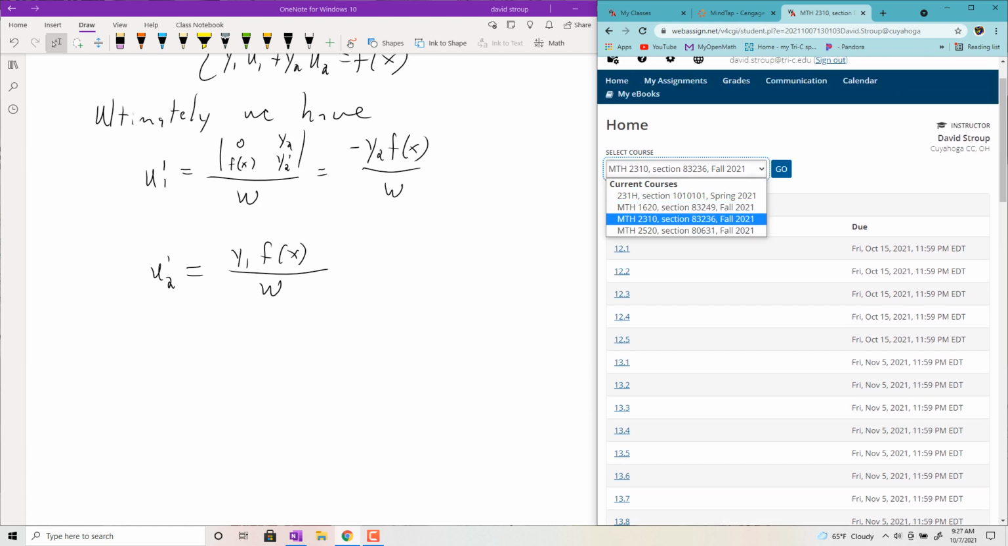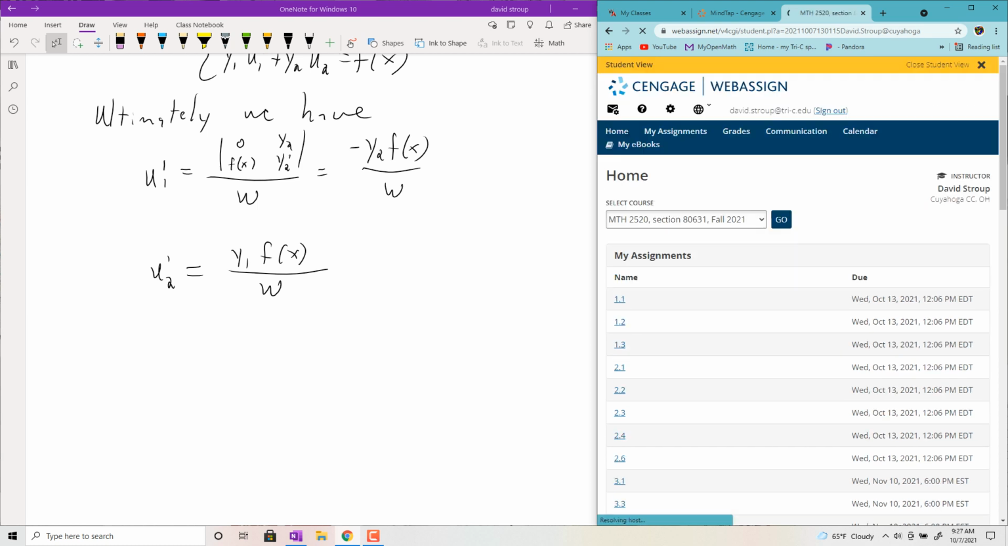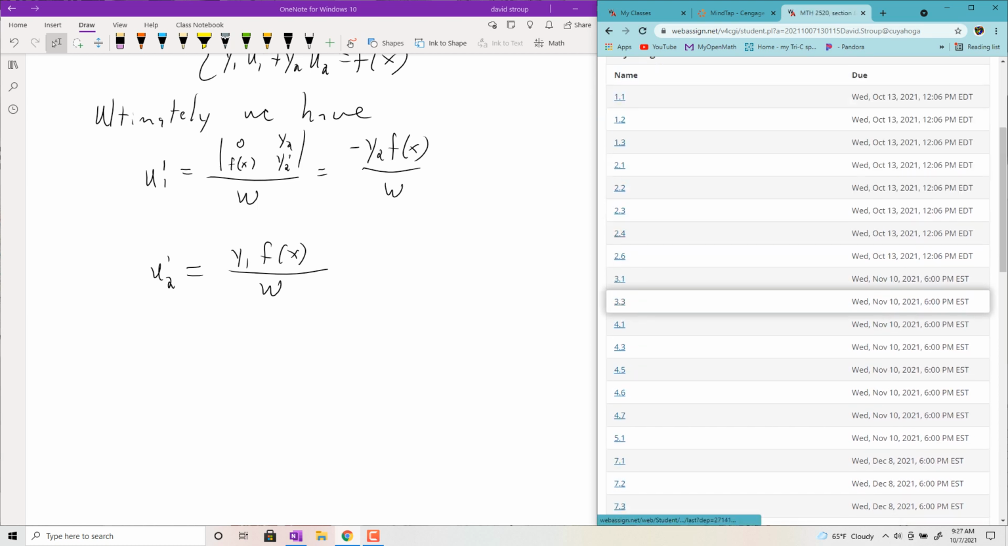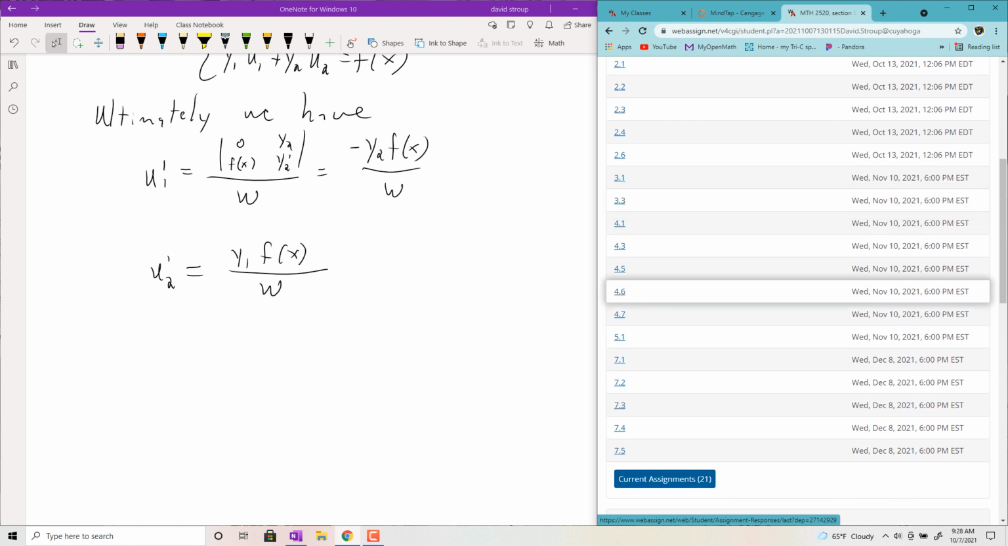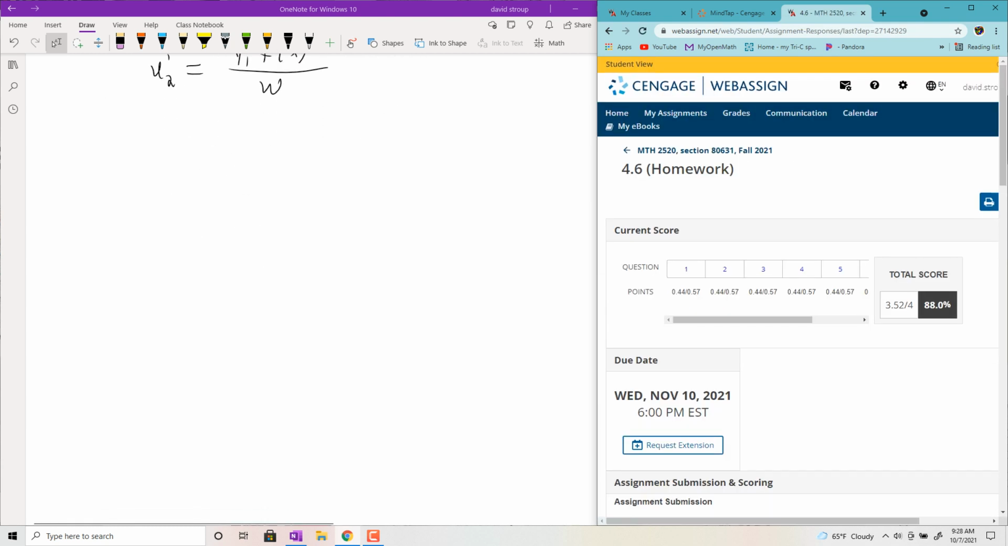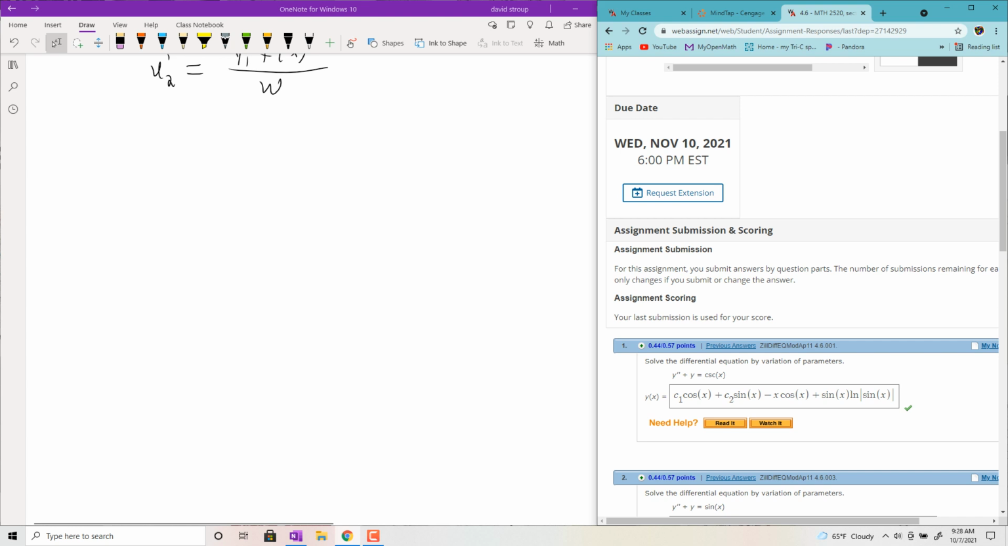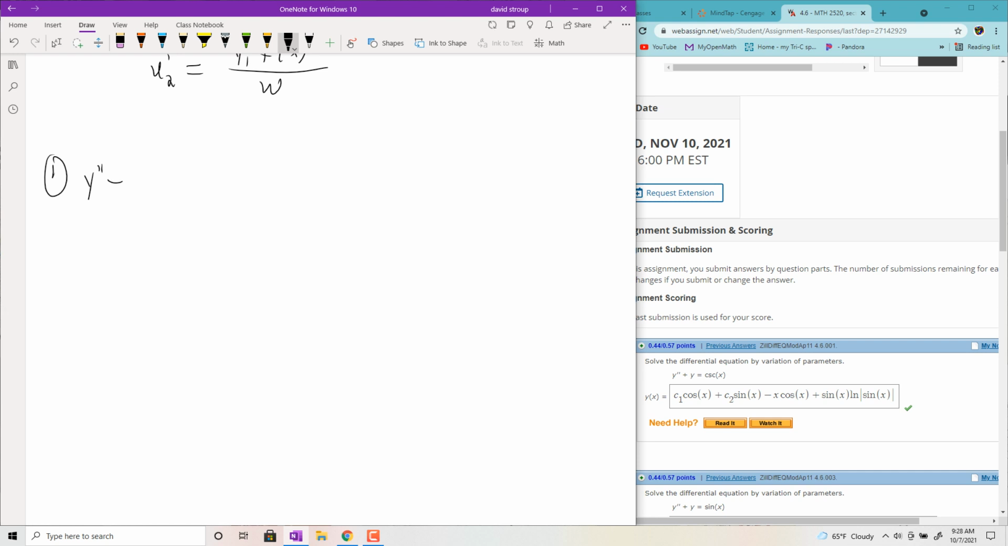Anyways, let's go to the homework exercises. I don't think I put a lot of these in the homework, but let's take a look anyways. They can be nasty if the determinant is nasty and the Wronskian is nasty, but most of them are pretty doable. 4-6, I think. You can see the answers are kind of nasty, but anyways, let's take a look at number 1. So we have y double prime plus y equals cosecant x.